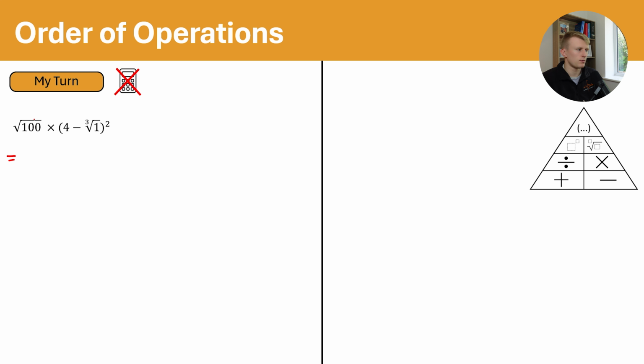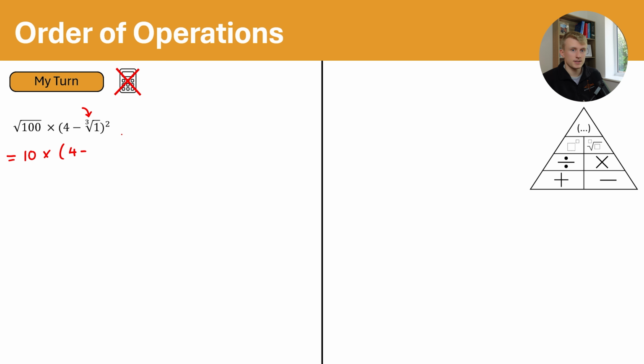So we're doing the square root of 100 multiplied by 4 subtract the cube root of 1 squared. I need to do my brackets first, and then inside my brackets, I need to do my indices first. So I need to do the cube root of 1. And whilst I'm at it, I could also do my square root of 100. The square root of 100 is 10. And then I'm going to multiply that by 4 subtract the cube root of 1.